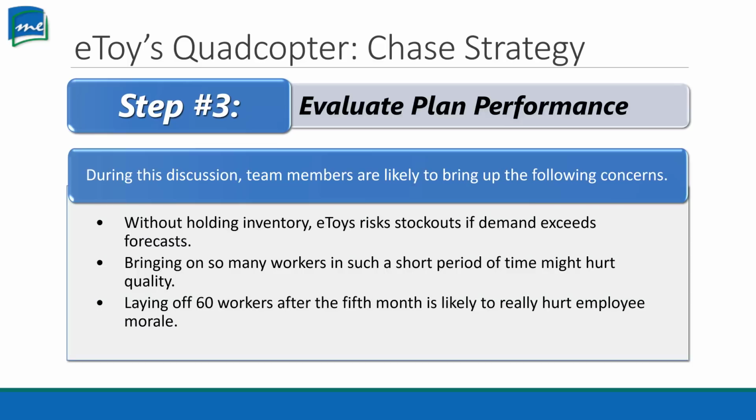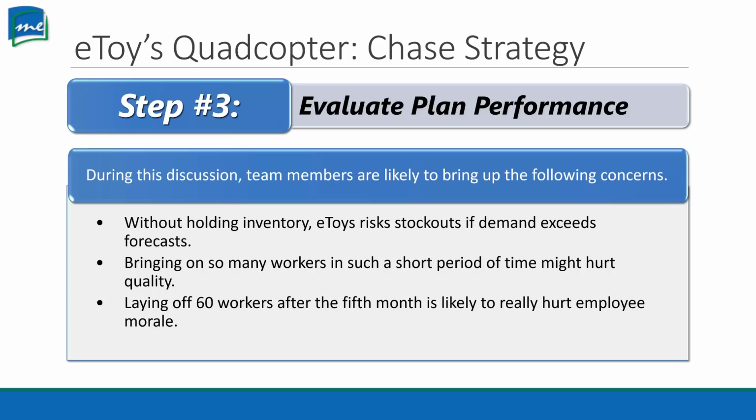So we need to evaluate this plan. One of the issues is that without holding any inventory, we will have stockouts if our demand exceeds our forecasts, because we have nothing on the shelf. We're not producing anything extra. And then bringing on so many workers in such a short period of time might hurt quality. You can think of that as not enough quality going into the training, because we're trying to train them so fast and get them out on the floor. The time to train them and the quality going into that training might suffer.